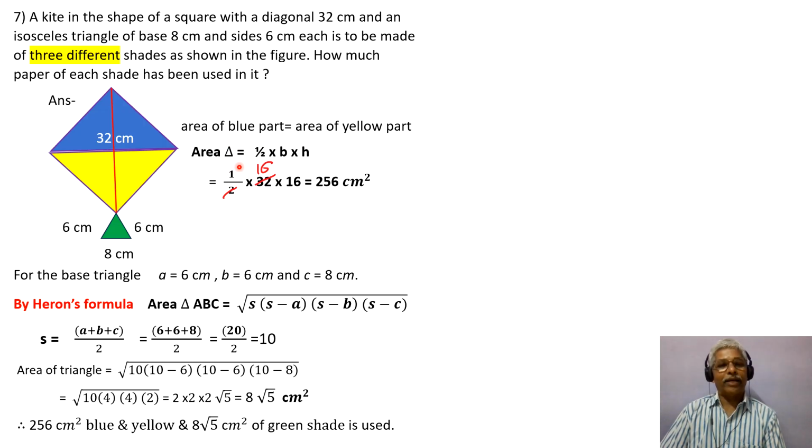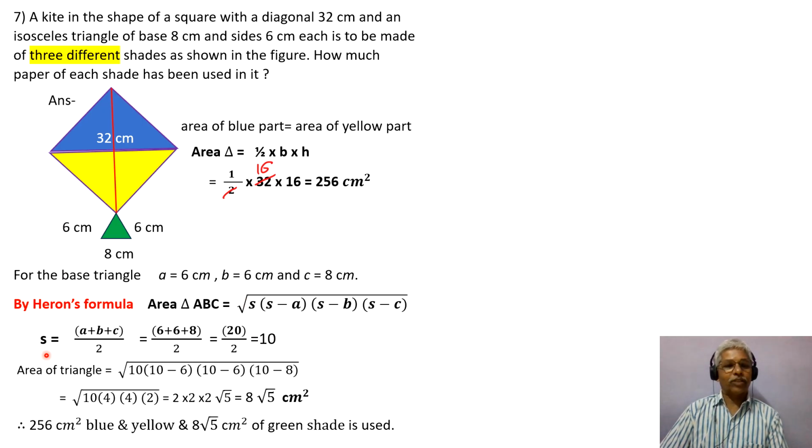So area of triangle equals, it is a normal formula which we are supposed to use, that equals half into base into height. So we know this is 32 and height is 16. So substitute, equals 1 upon 2 into 32 into 16. This goes, 16 remains. 16 into 16 is 256 centimeters square. Okay, and for this part, for this triangle, A is 6, B is 6, and C is 8. By Heron's formula, area of triangle ABC equals root of S into S minus A into S minus B into S minus C.